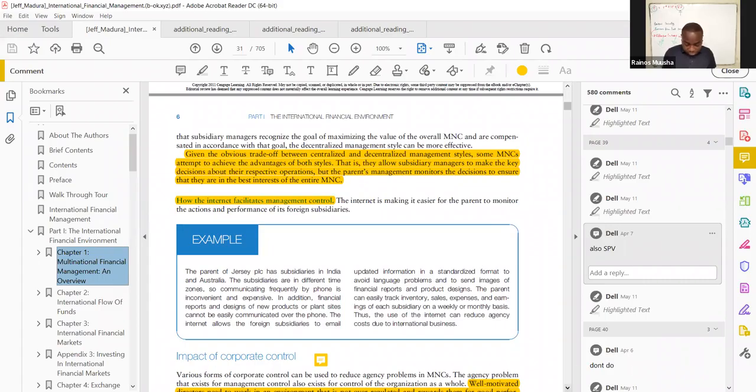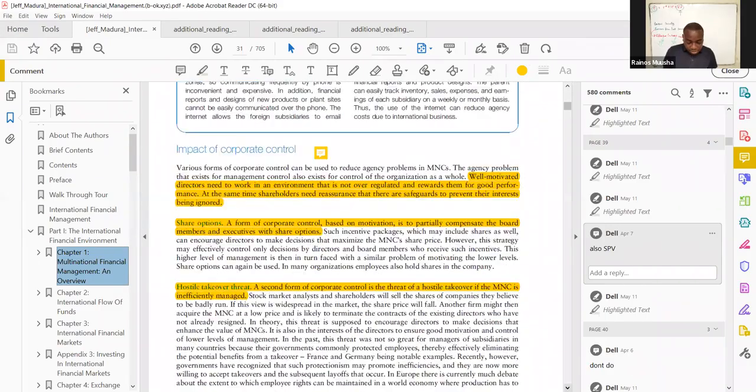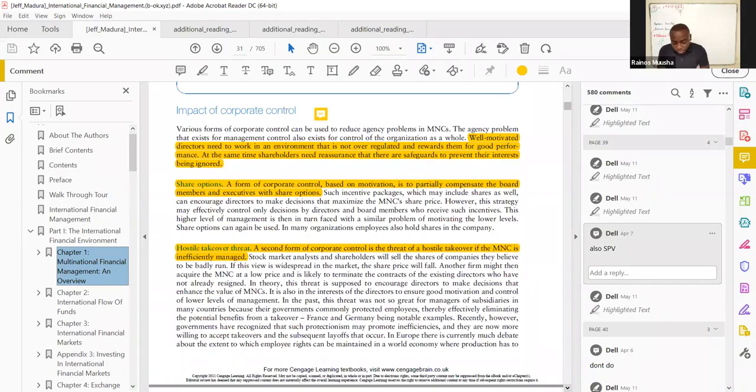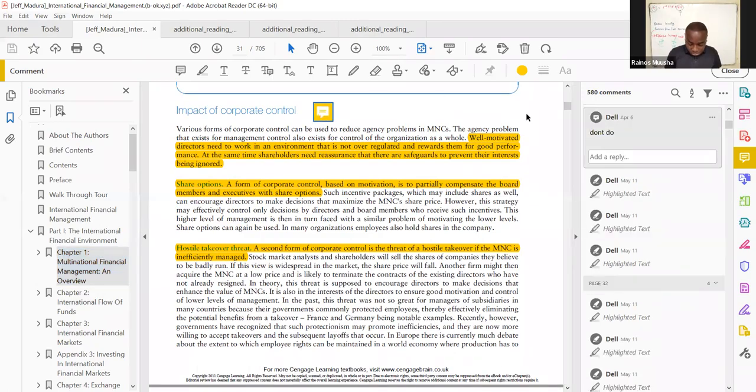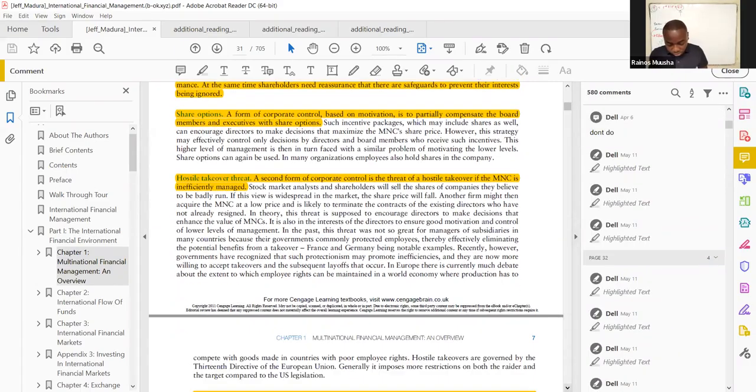On the next section, we look at impact of corporate control. And when you look at impact of corporate control, we don't have to worry about this section. We don't have to do this section. It's not in the new textbook.